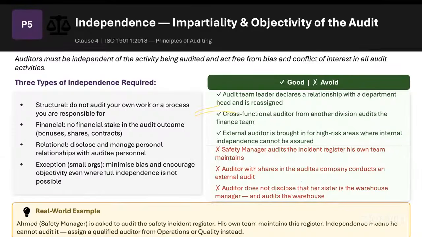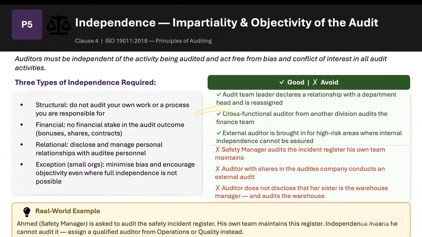This is to disclose and manage personal relationships with the auditee. Just disclose: this particular audit you asked me to come and do, my wife is involved. Hence, I want to decline. I cannot conduct this audit, so that I will be independent. Because how do you explain that you conduct an audit that sacks your own wife, or sacks your own husband?